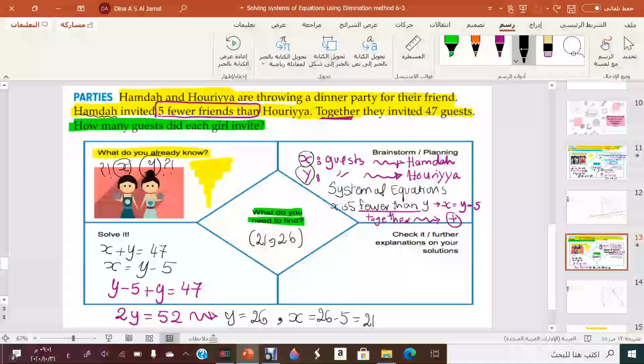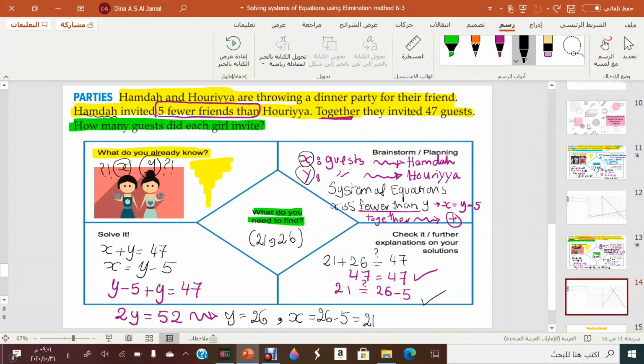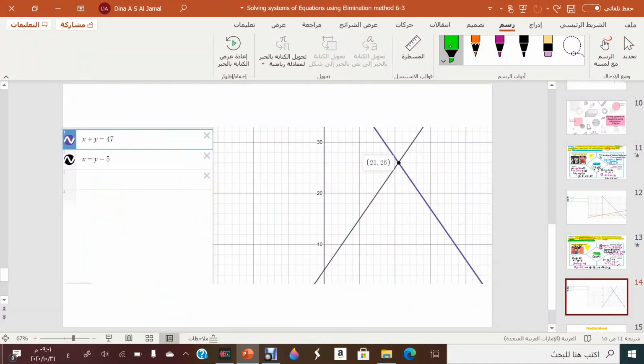Now how can we check? We need to check both of the equations. So add 21 plus 26. Is it equal to 47 or not? So 47 is equal to 47, and that's correct. Now let's go to the other. I have the value of x, 21. I need to check whether it is equal to 26 minus 5. So after checking, yes, it will be equal. Another way to check is that you can graph it and you will be having the same solution.